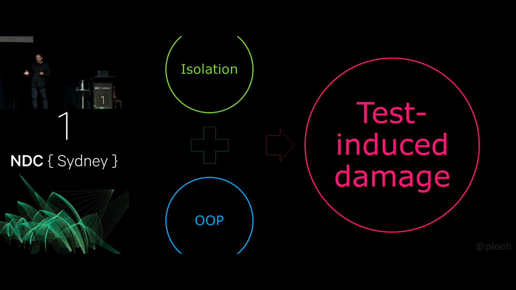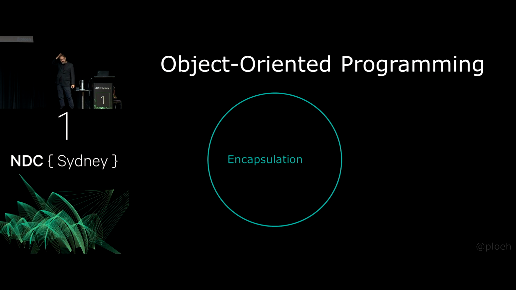Whereas I'm more and more beginning to see I can do test-driven development with functional programming, and it does not lead to test-induced damage. So therefore, the problem must be somewhere else. And I think actually OOP is the problem. So let's try to understand why object-oriented programming is a problem here.